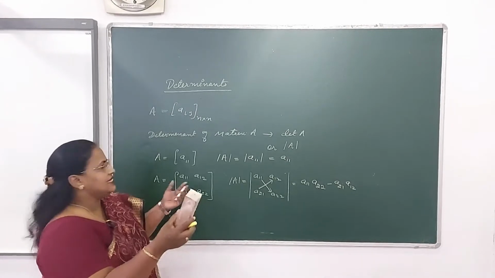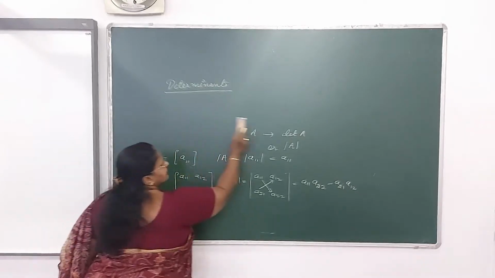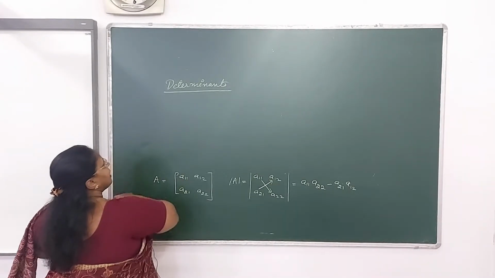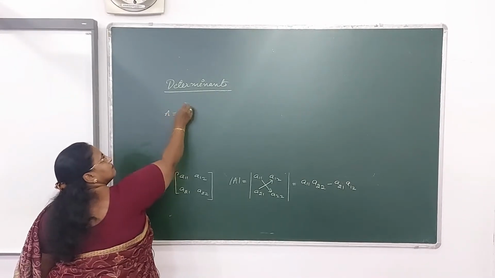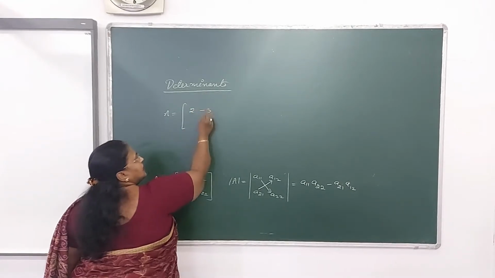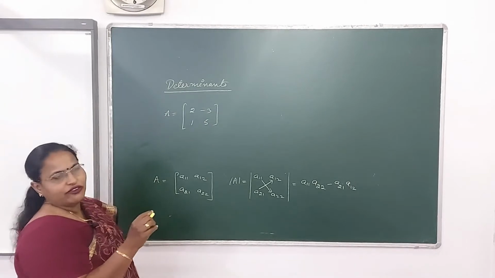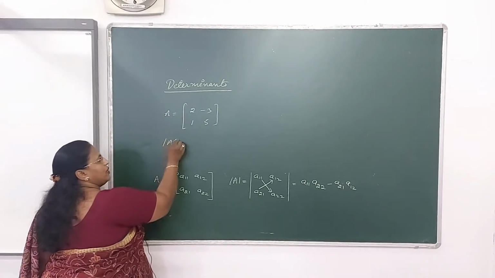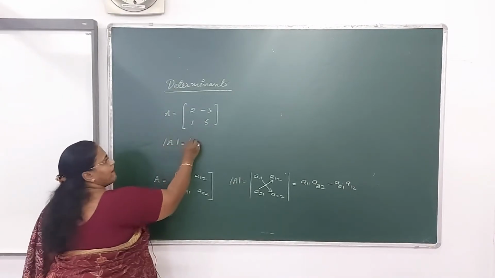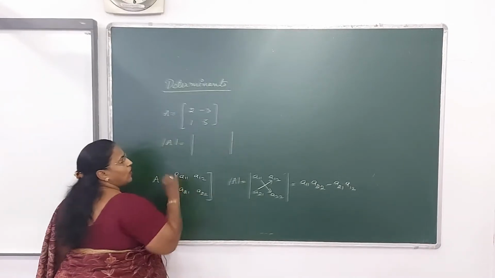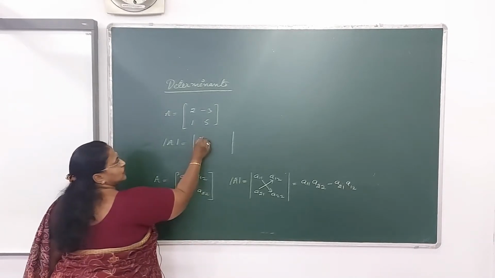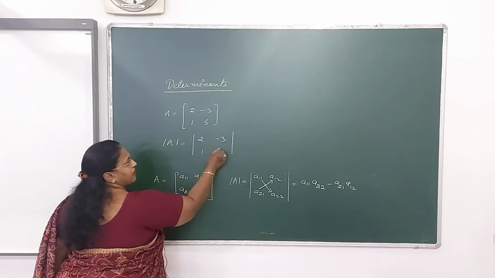So now let us take an example here. Consider a square matrix A is equal to 2, minus 3, 1, 5. Then how to get the determinant of this? Determinant of A will be equal to, the square bracket sign you will be replacing with 2 bars. So this is 2, minus 3, 1, 5.